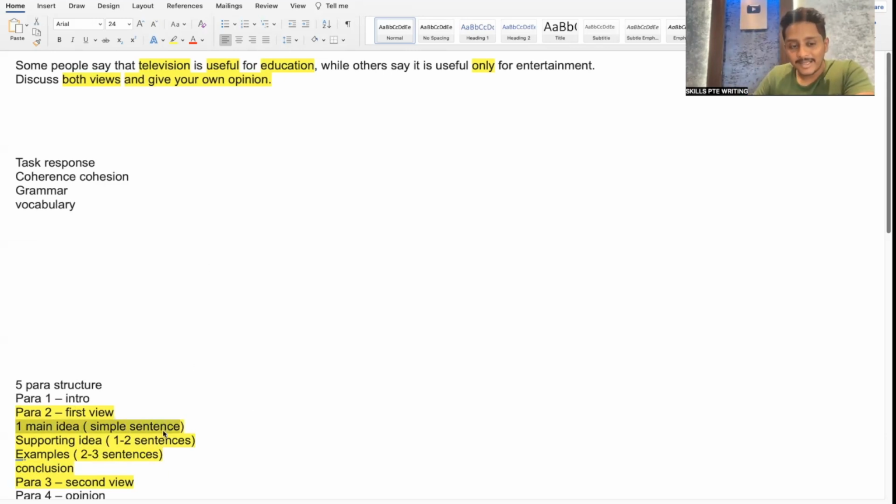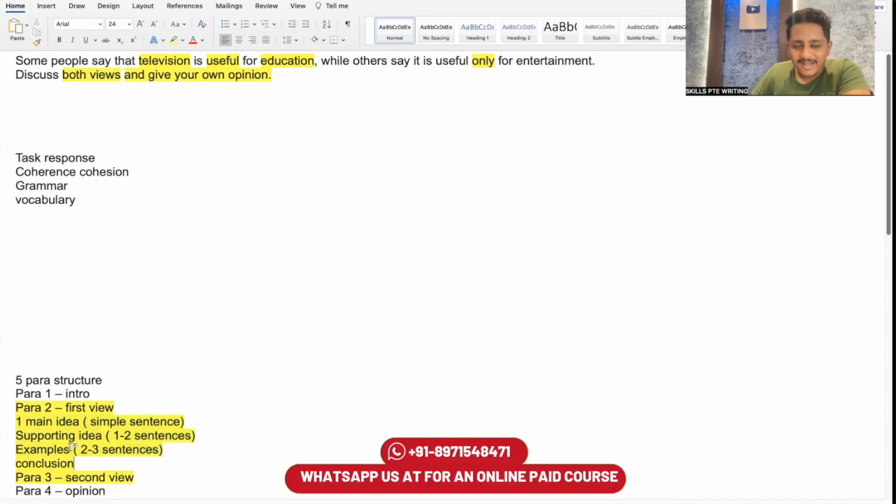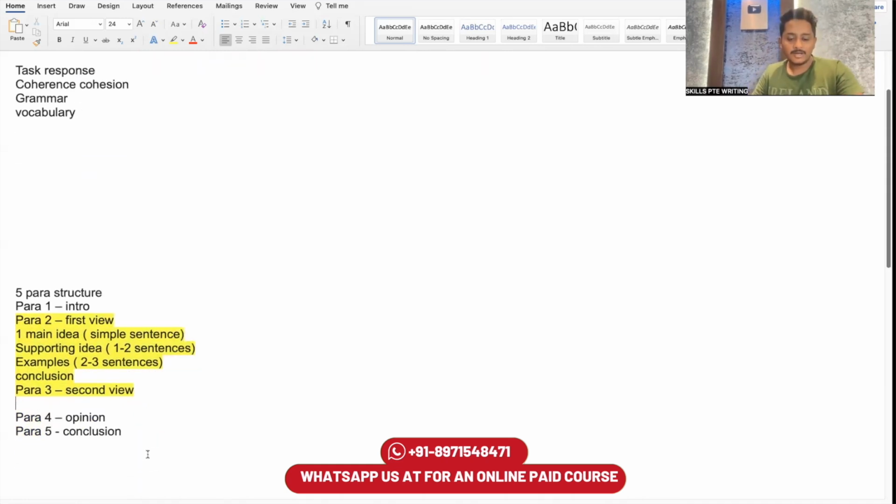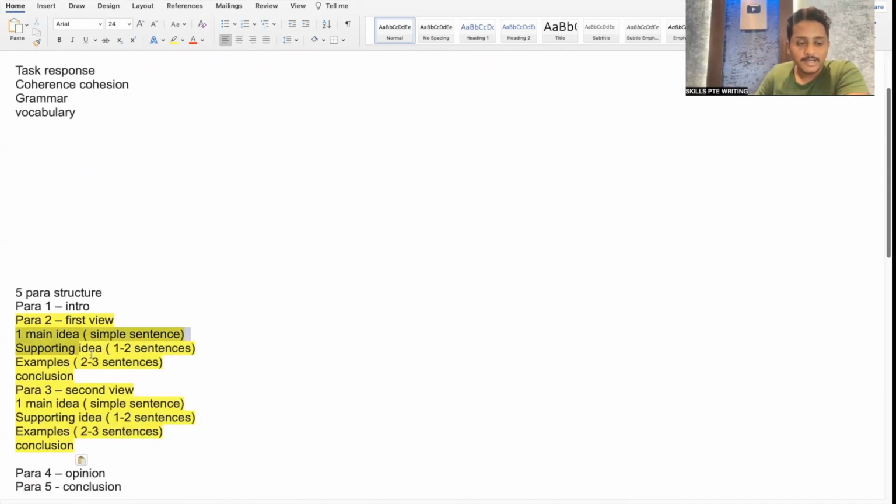See, main idea you write in 1 line. Supporting idea for that has to be written. Examples have to be written. Means one main idea will have 5 sentences: 1 or 2 sentences supporting and 2 or 3 sentences for example. This entire thing is one idea. You want to write one more idea, then again supporting idea in 1 or 2 sentences, example in 2 or 3 sentences you have to write. Otherwise, don't write one more idea. This is the internal structure. And conclusion, not mandatory. If you want, you can use it. The same internal structure will also come for para 2 and para 3. Will also come for para 3.